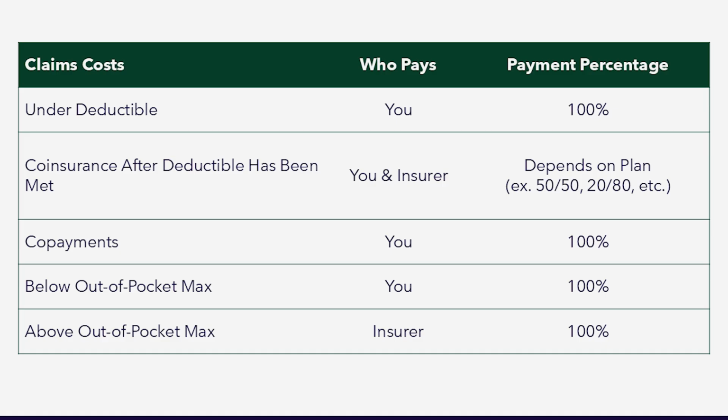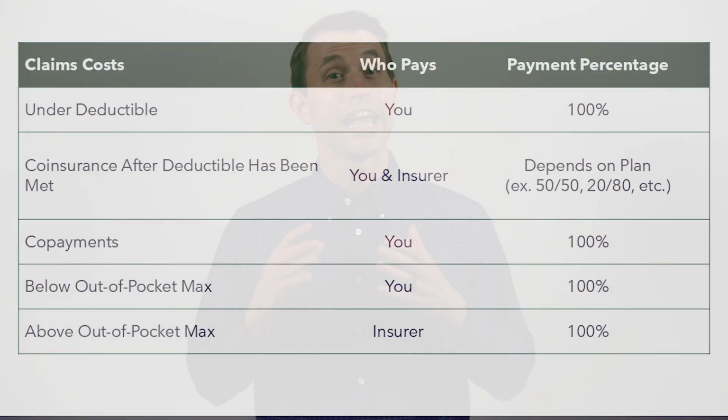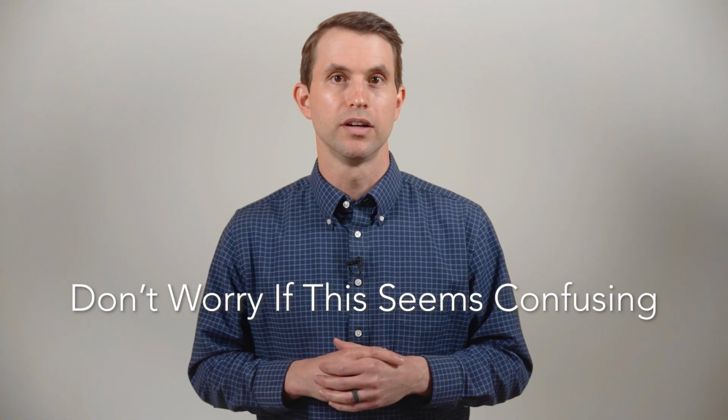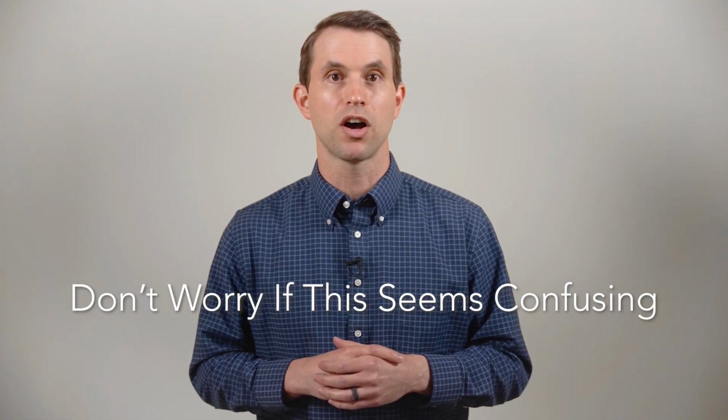You pay coinsurance and co-payments until you hit the out-of-pocket max. Once you hit the out-of-pocket max, the insurer should pay 100% of covered claim costs after that. If you didn't know much about how health insurance works, this video might have seemed overwhelming. Don't worry. We're going to talk more about health insurance concepts in subsequent videos. In one upcoming video, we'll even use real dollar amounts to illustrate claim payments and cost sharing.